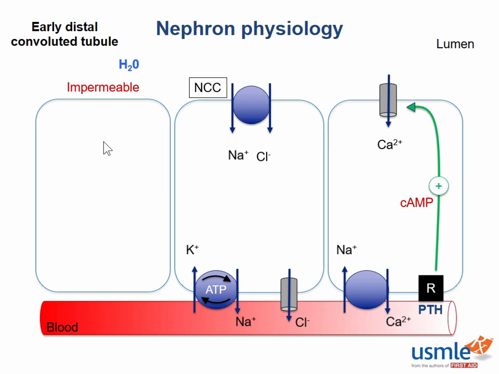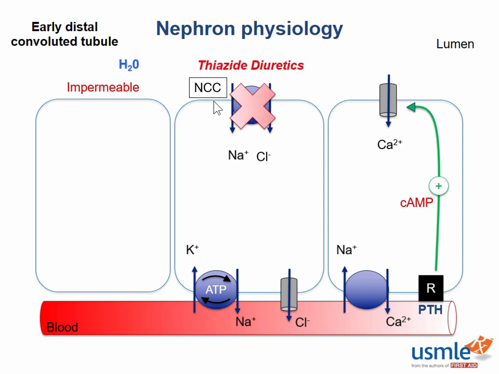It will dilute the filtrate and decrease its tonicity, which is why this area is sometimes called the cortical diluting segment. The net result is reabsorption of sodium, chloride, and calcium in the absence of water. Now, do you happen to know what drug inhibits the NCC transporter? That's right, thiazide diuretics, like hydrochlorothiazide.